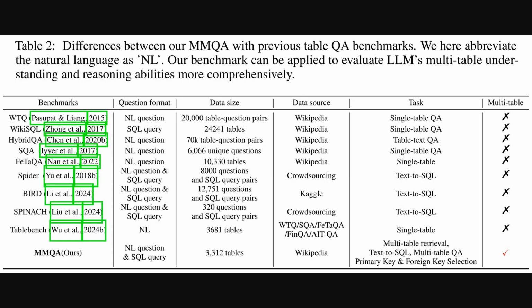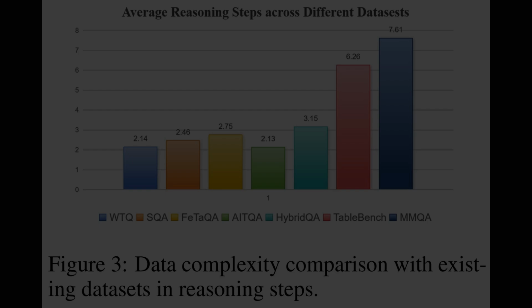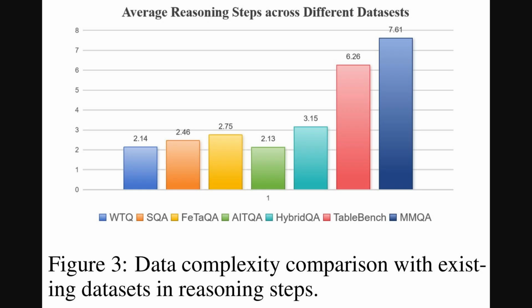So, to really put the multi-table, multi-hop question answering benchmark into perspective, this next table, Table 2, compares it directly with previous table question answering benchmarks. The most striking difference, as you can see, is that almost all prior benchmarks focus on single-table tasks. In contrast, the multi-table, multi-hop question answering benchmark is specifically designed for multi-table scenarios involving natural language questions, or NL questions as they're abbreviated here, and a wider array of tasks like primary key and foreign key selection, setting it apart.